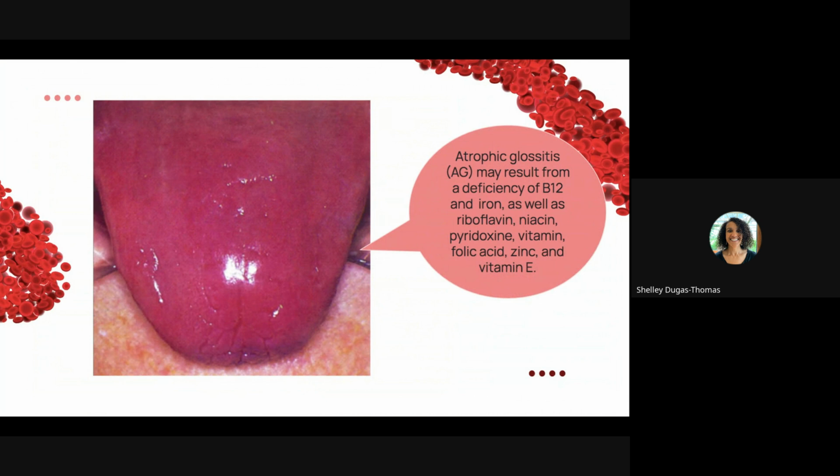So, atrophic glossitis is characterized by a loss or absence of filiform papillae on the tongue's dorsal surface, which makes the tongue surface appear red, beefy red, and shiny. This may indicate nutrient deficiencies, including B12, but it also could indicate folate and iron deficiencies.